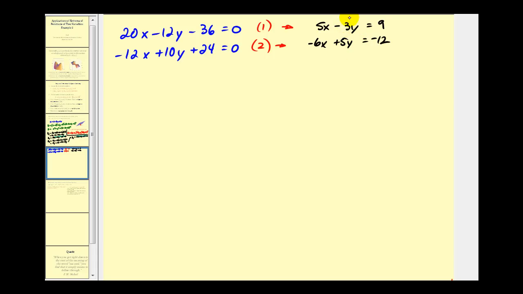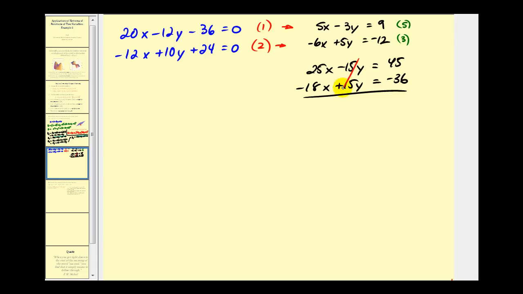We'll eliminate the y terms by multiplying the first equation by 5 and the second equation by 3. That'll make the y terms negative 15 and positive 15. So we'll have 25x minus 15y equals 45. The second equation will be negative 18x plus 15y equals negative 36. That's 0. We'll have 7x equals, this will give us 9. So x is equal to 9/7.